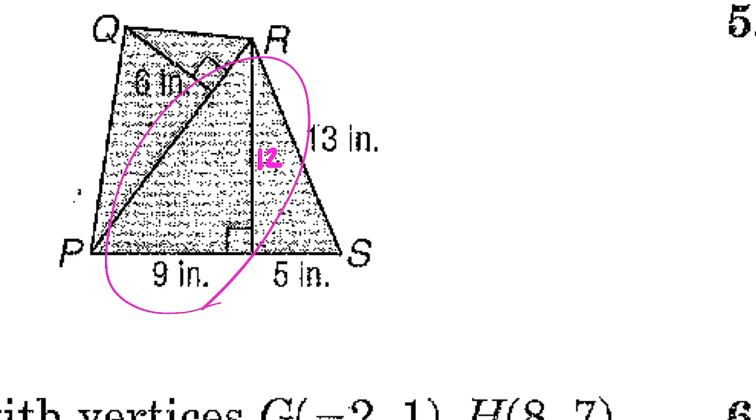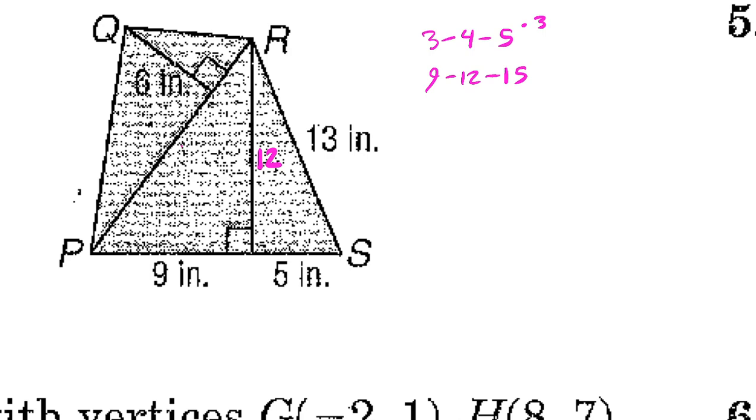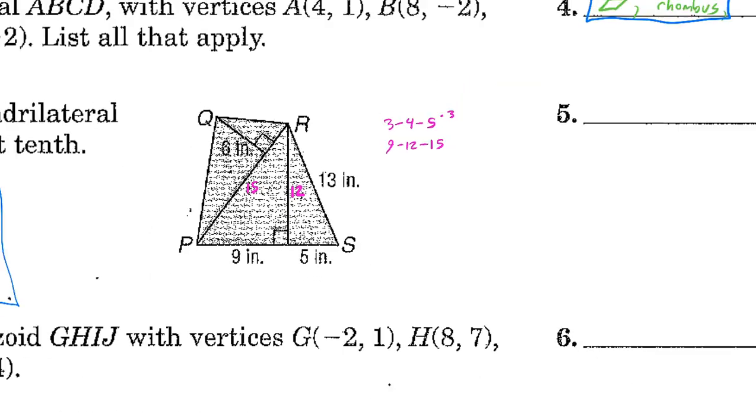And then look at this. This is a 9, 12, 15. It's a 3, 4, 5 triangle where we multiplied by 3. So it's 9, 12, 15. So I know this is a 15. And then if we needed to go further, we can, but we don't have to.